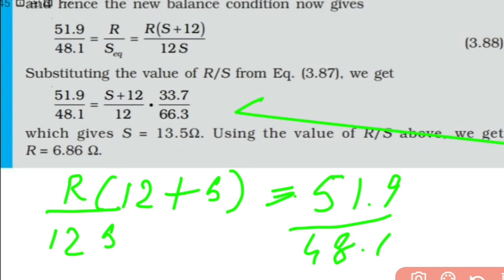So we have 51.9 by 48.1 is equal to S plus 12 by 12 into R by S. So here we have substituted for R by S, 33.7 by 66.3. Now solve that equation, you will get S. So we are getting S as 13.5, and using the value of S, you can find the value of R. That we will get around 6.86.